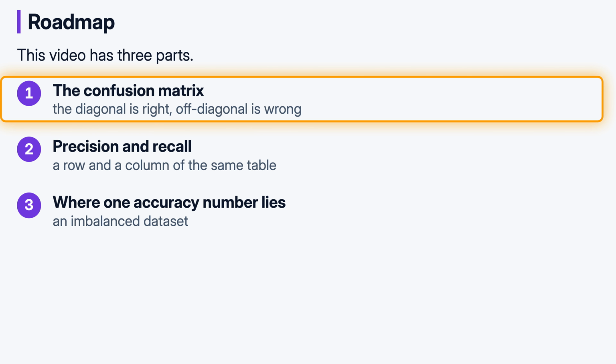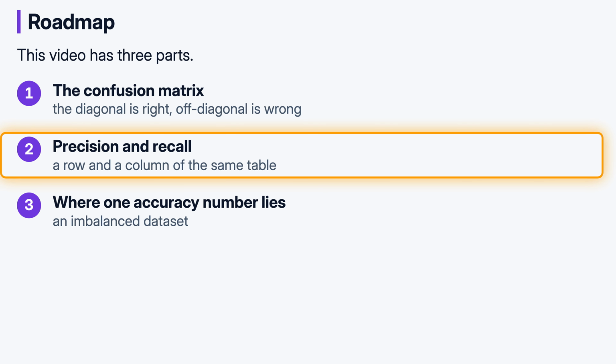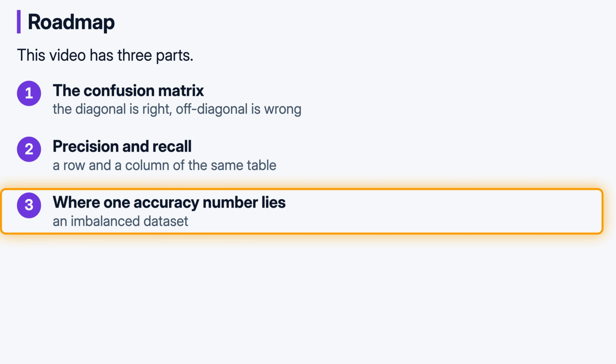This video has 3 parts. First, we read the confusion matrix. The diagonal is right, off the diagonal is wrong. Second, we build precision and recall from the same table. Each one is just a row or a column. Third, we show how one accuracy number can lie. That happens on imbalanced data.